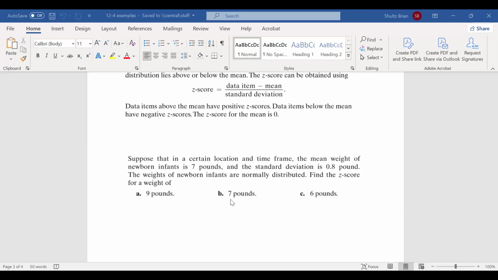Okay, so we've got 9 minus the mean, 7, divided by the standard deviation of 0.8, which is 2 divided by 0.8. Now this is where, especially when you're doing z-scores, you want to grab your calculator. So I've got 2 divided by 0.8, which is 2.5.